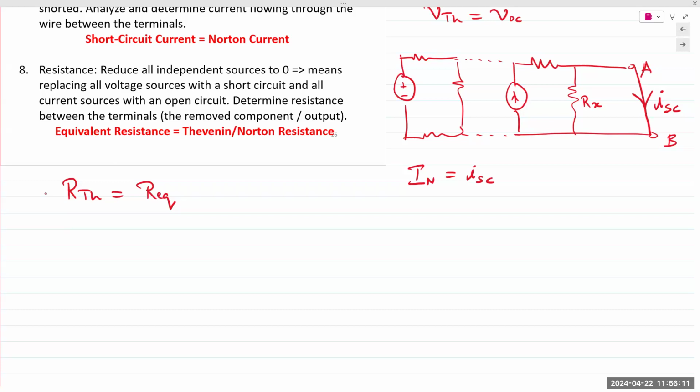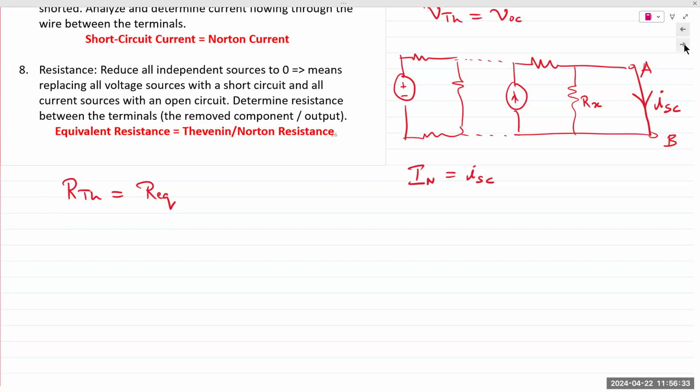That's it. Anything new in there? No. It's just the application, right? The concept of reducing the sources to zero, which you already learned in superposition. And then Req is something you've learned in physics. You've also learned it at the beginning of this chapter. And that's it.